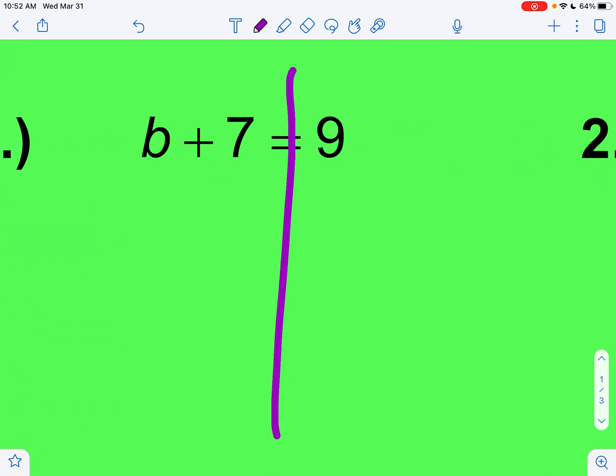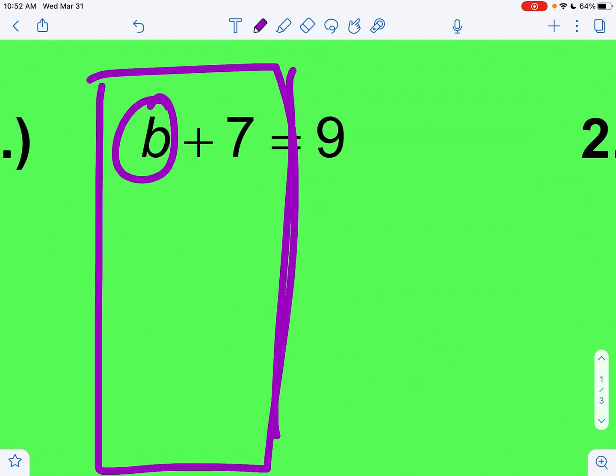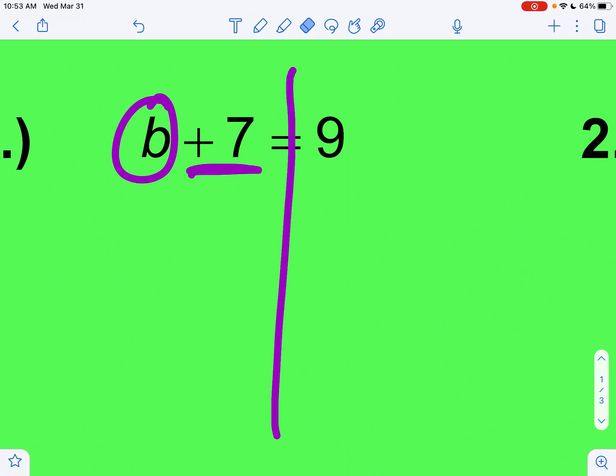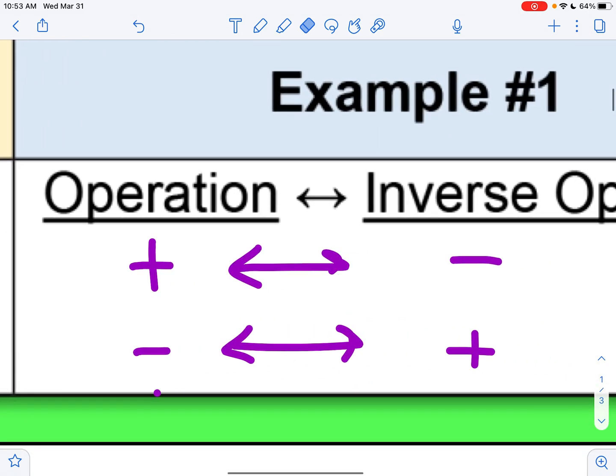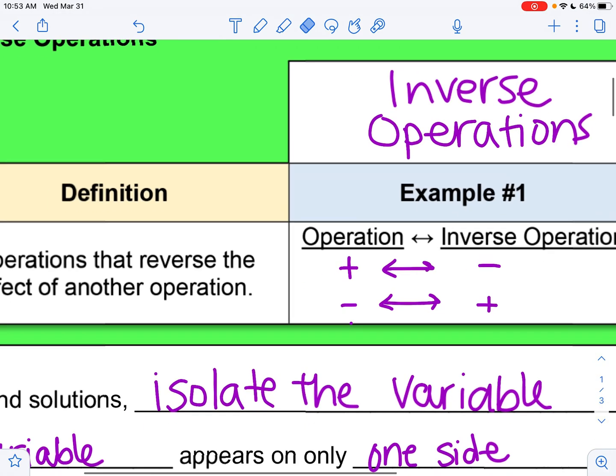What we want to do is get b all by itself. So that means b is the only thing we have on this whole side. But right now, what else do we have on the left side? Right, we have this plus 7. So what we need to do is the opposite of the plus 7. So if you remember, what's the opposite of addition? The opposite of addition is subtraction.